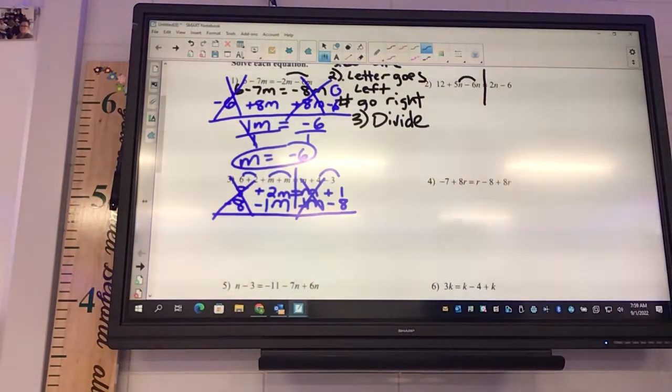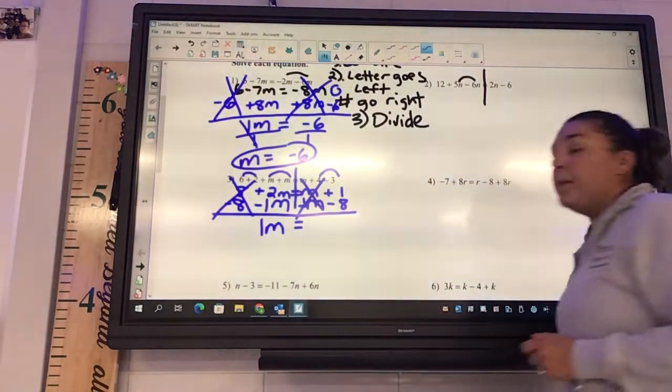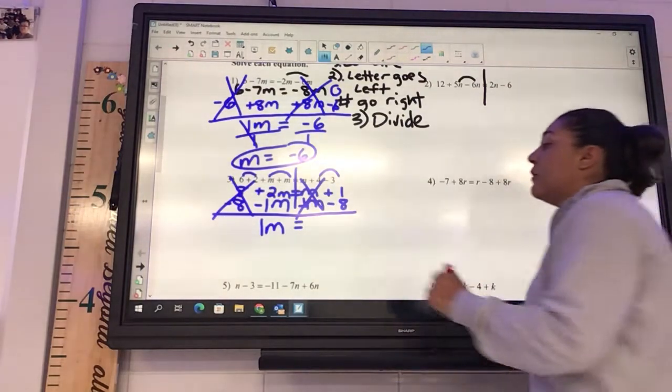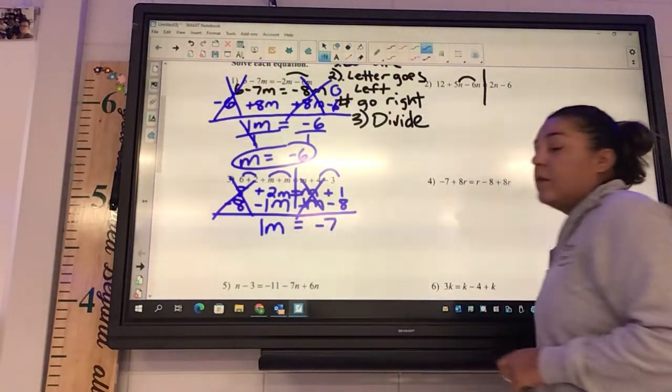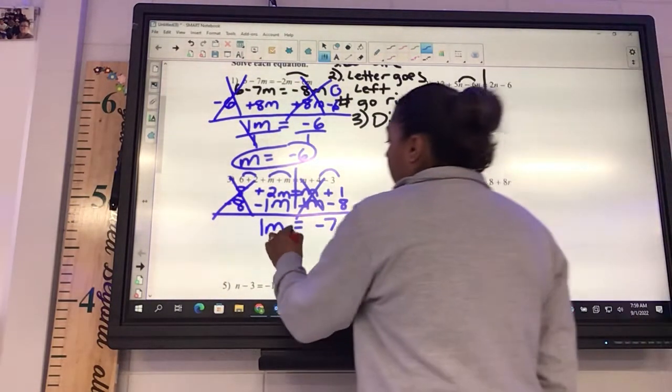What is a positive 2 minus 1? 1M. 1M equals positive 1 minus 8. -7. What is our last step always? Divide. Okay, you're going to divide by 1.